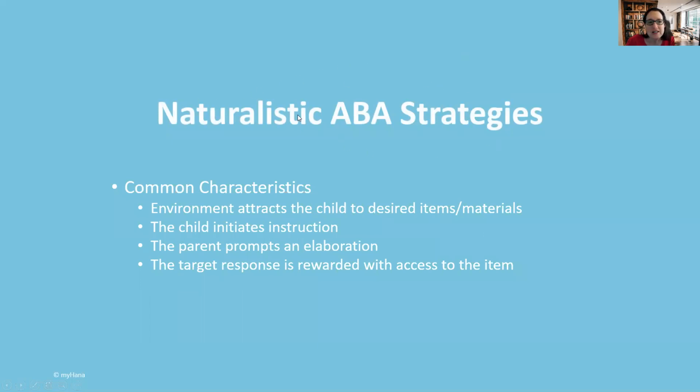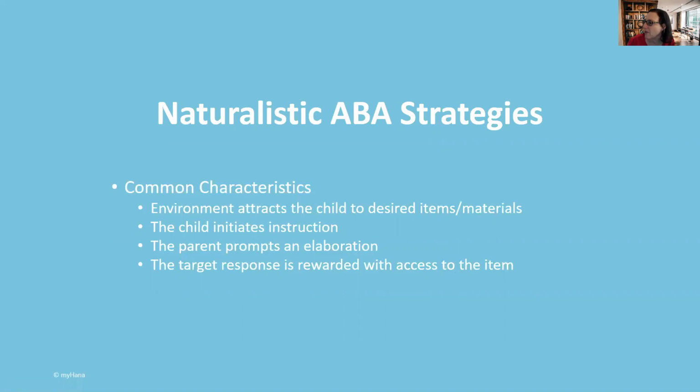So a naturalistic ABA strategy has some common characteristics. The environment attracts the child to a desired item or material. The child starts the interaction. That's a huge difference. The parent might promote it with elaboration by maybe giving them ideas or helping them state something. And the target response is rewarded with access to the item.